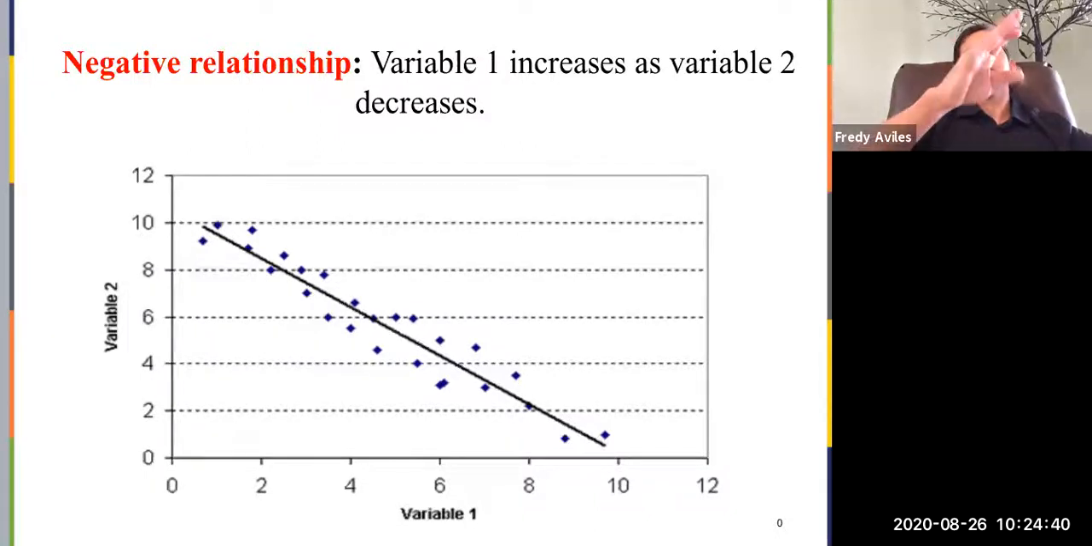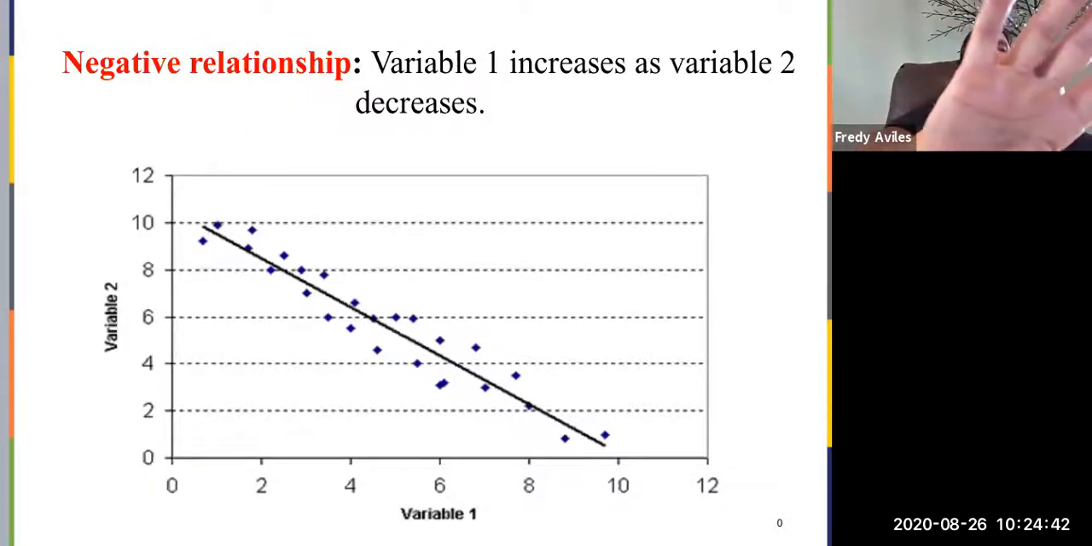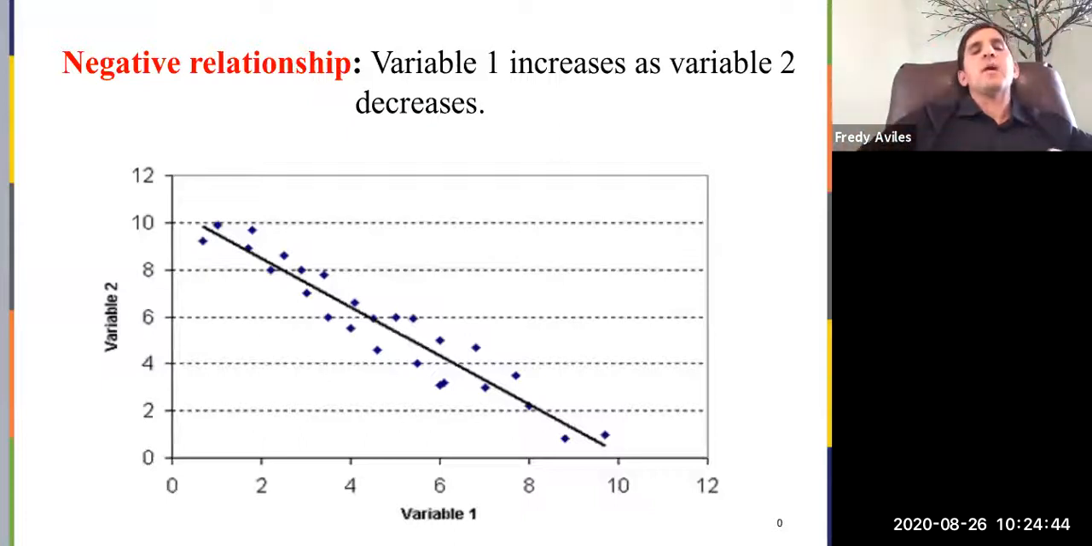Oh wait, no, that would be a positive relationship. Okay, never mind that example. The one I mentioned earlier, the one about weight and longevity, is a proper example. The more you weigh, usually the shorter your lifespan. The less you weigh, usually the longer your lifespan.